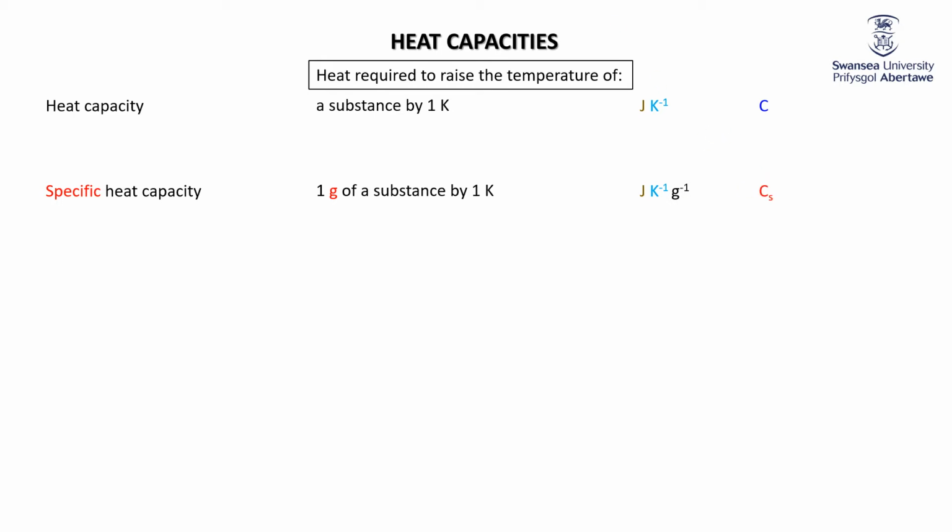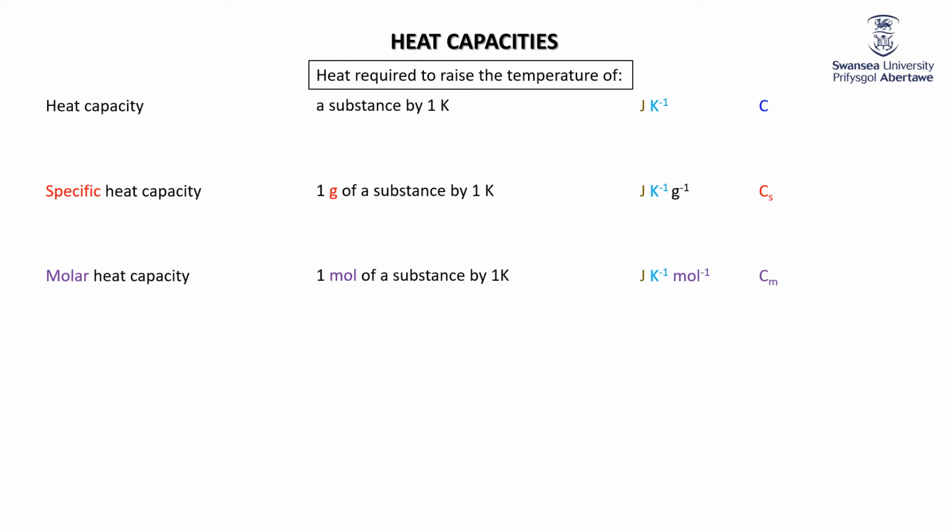And of course the symbol for that then, the very sensible C for capacity, followed by the very sensible S for specific. Now as chemists, yes, we're interested in grams, but far more often we're interested in moles. So you might have encountered the molar heat capacity, which is the heat required to raise the temperature of, can you guess? 1 mole of a substance by 1 Kelvin. So of course that will be in joules per Kelvin per mole. And that has the even more sensible symbol, Cm. Right, C for capacity, M for molar.